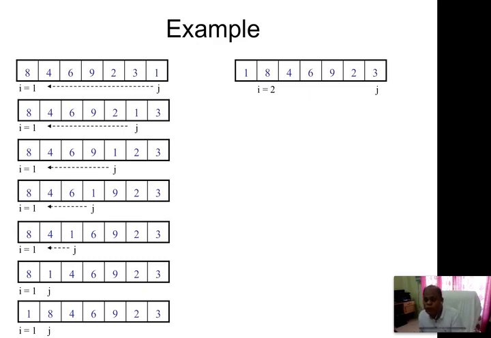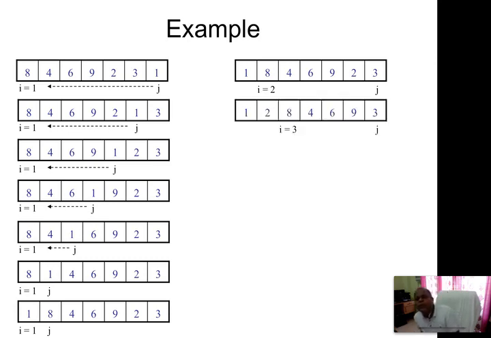Now 3 will be compared with 2, they are not out of order, hence there will be no exchange. Now again j will be n minus 1: 2 will be compared with 9, and 9 is greater than 2, so 2, 9 will be exchanged. Then 2, 6 will be compared, 6 is bigger than 2, so they are exchanged. Then 4, 2 are exchanged, and 8, 2 are exchanged. In this case the final result of the pass will be 2, 8, 4, 6, 9, 3.